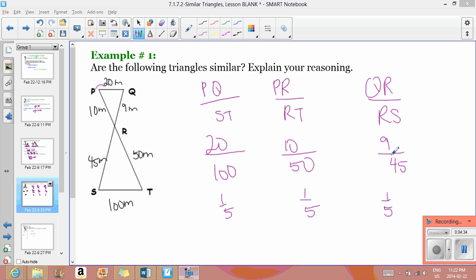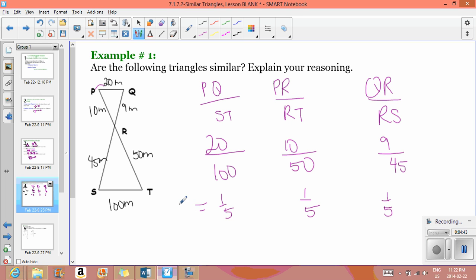So now as you can see, once these are all reduced, they all have a ratio of 1 over 5, which, because each side is in comparison by the same ratio of 1 over 5, which can equal K, we can say that these two triangles are similar. So therefore, triangle RPQ is similar to triangle RTS, and then you could explain, as it says here to explain your reasoning, it is because the ratios between the side lengths are the same.